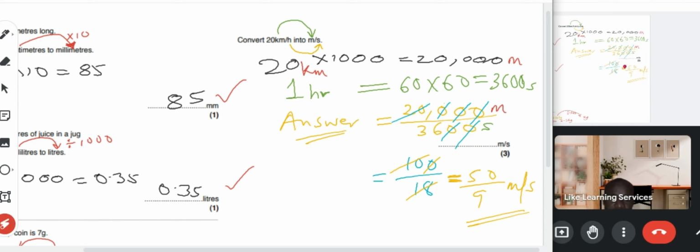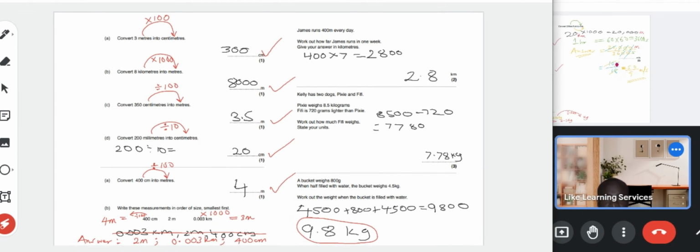Okay, by the way, we got 20,000 meters over 3,600 seconds. We struck out 0, struck out 0, struck out 0, struck out 0. We're left with 200 over 36. We divided both by 2. 200 divided by 2 is 100. 36 divided by 2 is 18. And then we can still divide it further. 100 divided by 2 is 50. 18 divided by 2 is 9. So the answer is 50 over 9 meters per second.